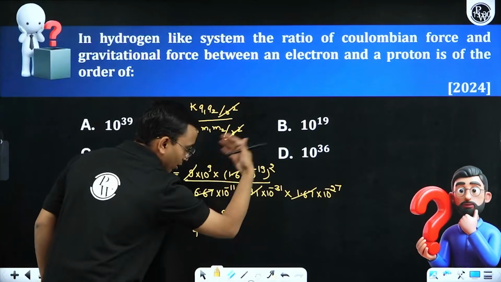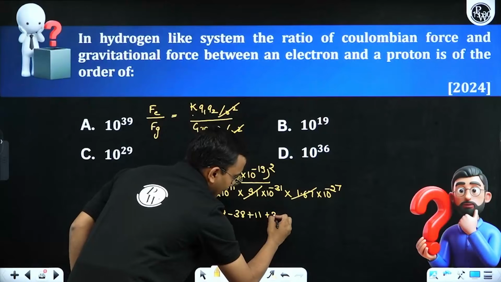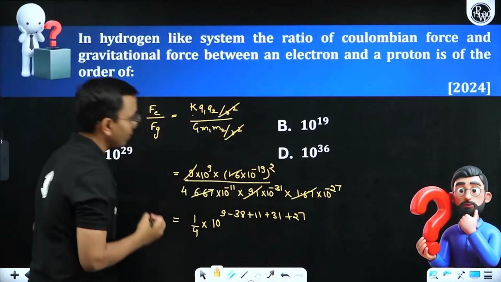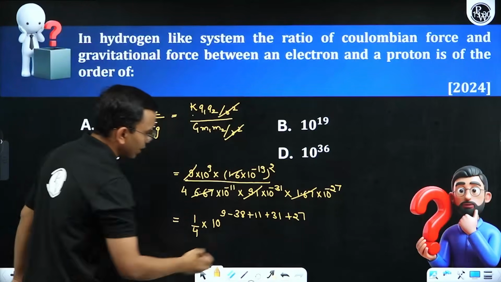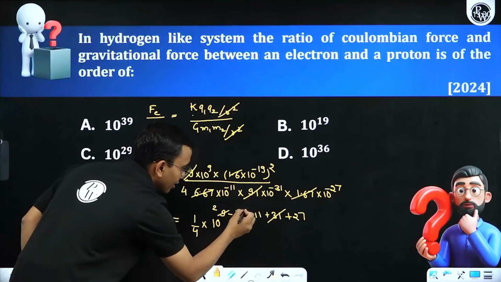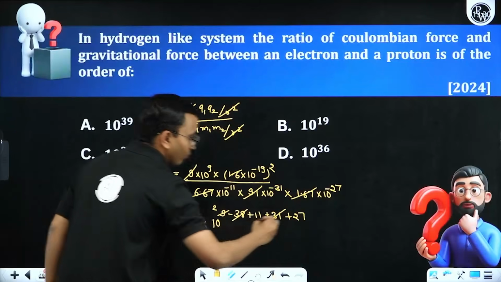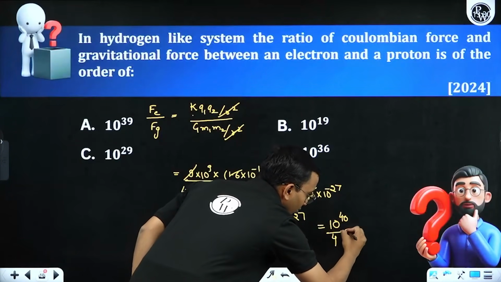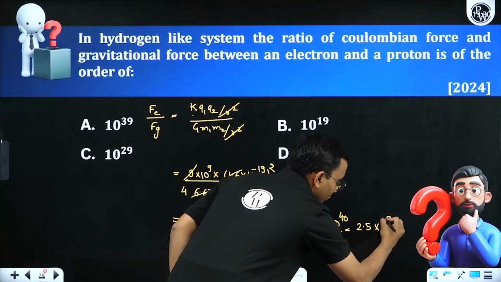This is 10 to the power minus 11. In the numerator, it will become plus 11. Then minus 31, so it will become plus 31. Then minus 27, so plus 27. That's all. Okay. So 31 plus 7, so 2 will remain here, is equal to 38. That is getting cancelled. So this is 13 plus 27, this will become 40. So this is 10 to the power 40 by 4. So this will become nearly 2.5 into 10 to the power 39.